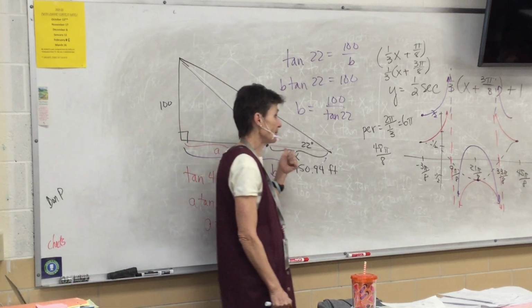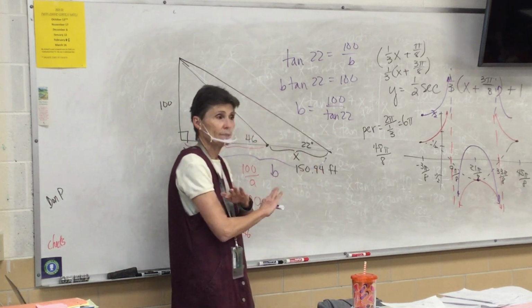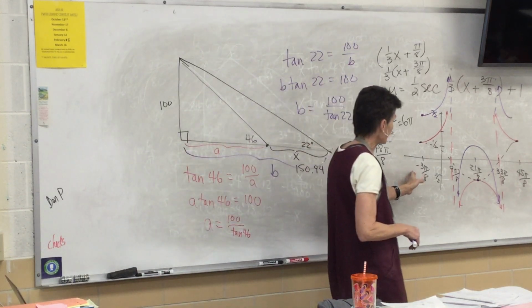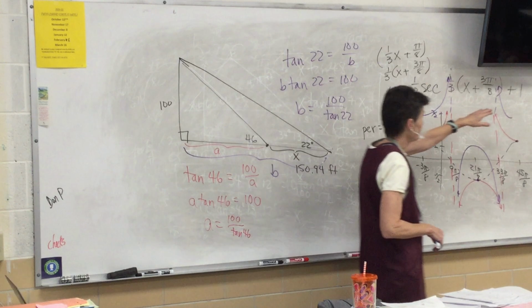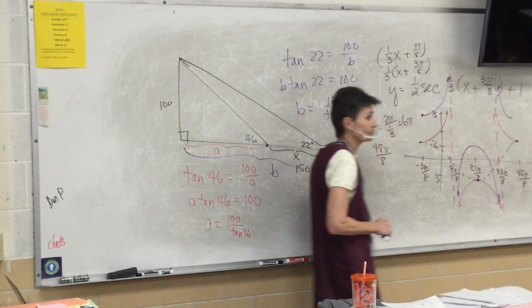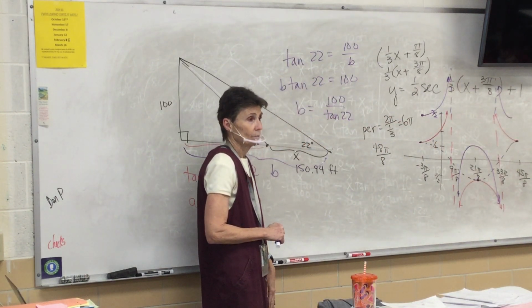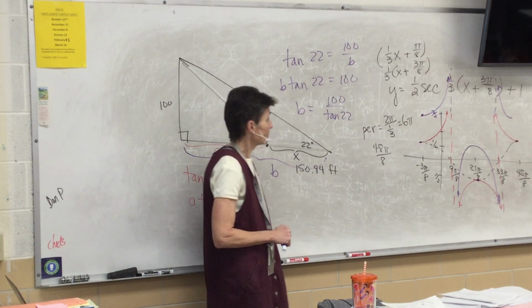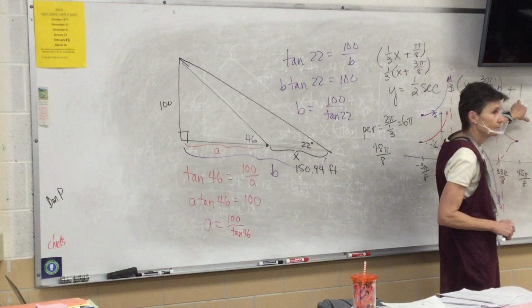Period is 6 pi. Amplitude is 1/2. Phase shift, negative 3 pi over 8, and vertical shift, positive 1. Okay, Izzy? Can you repeat the vertical shift? The 1.